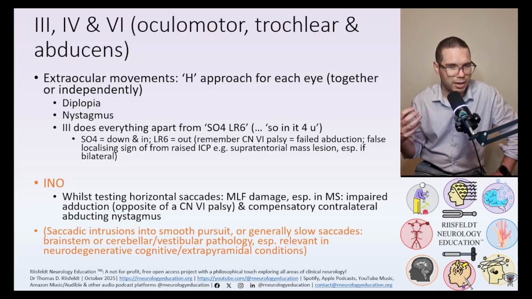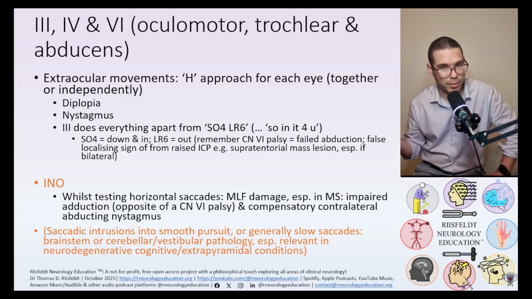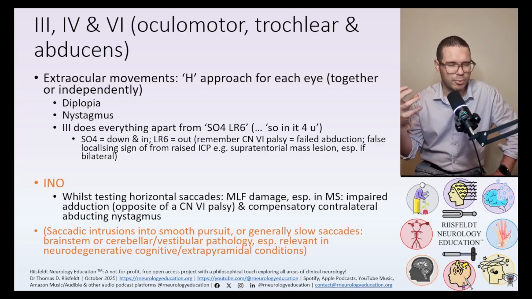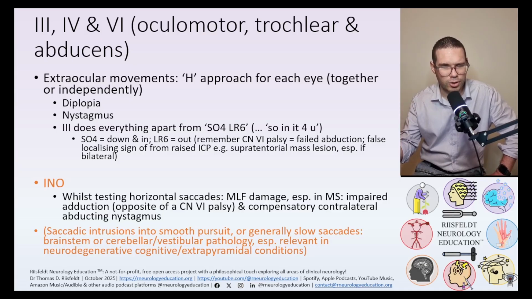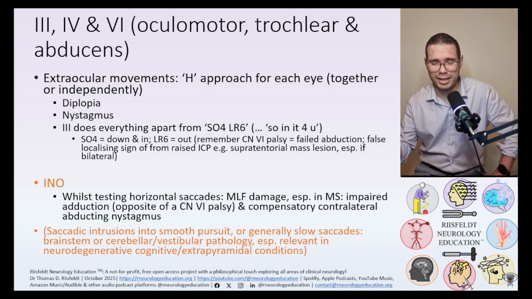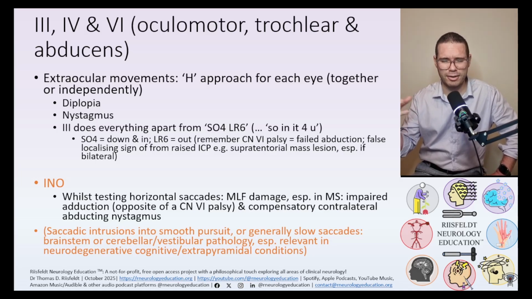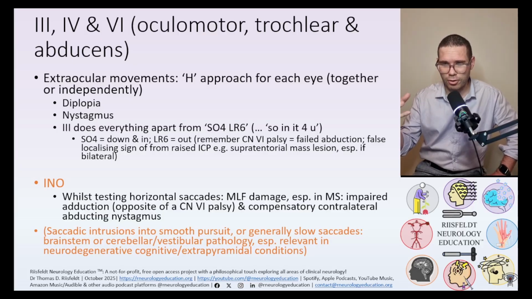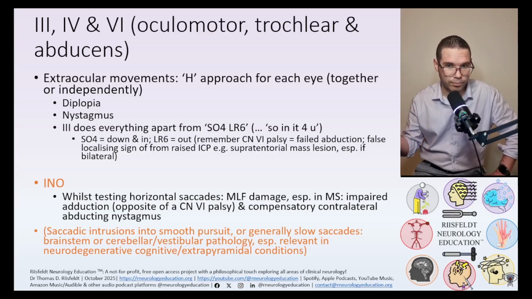And in order to remember SO4, LR6, maybe you can come up with a better idea than this. But for some weird reason in my mind, I always think SO4, so for you, so in it for you, I'm so into you. I don't know how I got there. That just somehow came into my mind and I've always just remembered it. So if you remember, I'm so into you, so for you, superior oblique 4. And then the other one, the odd one out, is the lateral rectus, which is the sixth nerve.